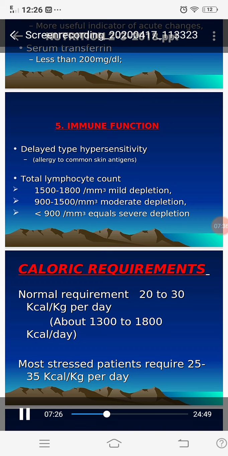So in this way you can easily calculate the daily caloric requirement of the patient. To this basic caloric requirement, you can add the daily losses like sweating, urination, stools and breathing. There are certain losses which can be added, but the basic requirement is 20 to 30 kilocalories per kg per day.